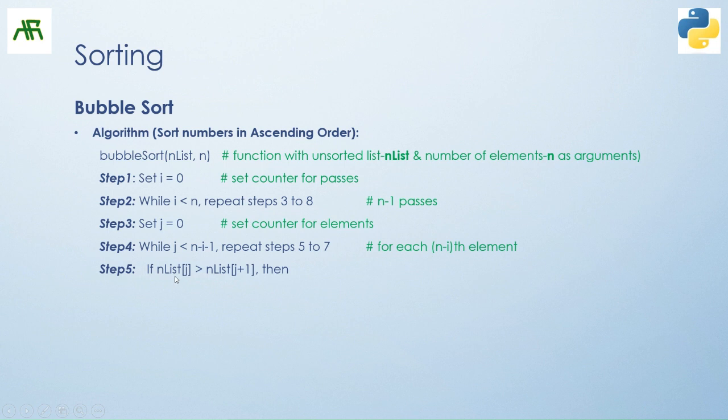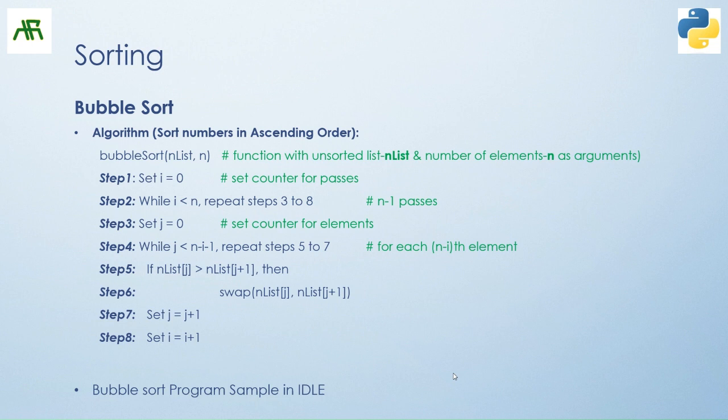If the element j of the list is greater than element j plus 1 in the list, then swap them, meaning the element on the left is greater than the element on the right in the traverse process. Swap them and bring them to ascending order, and set the j value to be j plus 1. Since we have swapped, we have to move forward. So set the value to j plus 1 to deal with the next set of elements for comparison, and set i to be i plus 1.